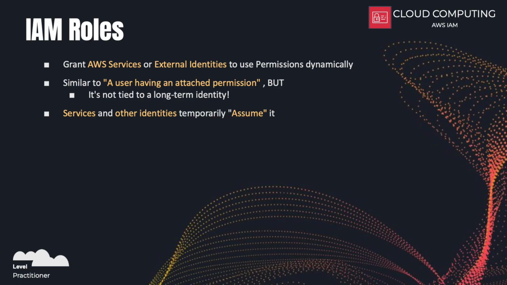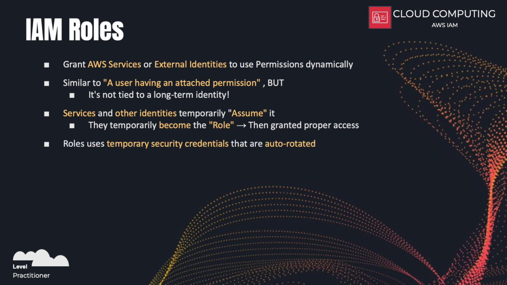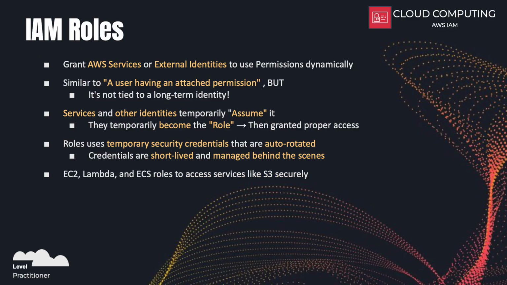When they assume the role, they temporarily become the role and get whatever permissions the role has. Roles use temporary security credentials that are automatically rotated by AWS, which is very secure. So unlike long-lasting access keys on users, role credentials are short-lived and managed for you behind the scenes. AWS services like EC2, Lambda, or ECS can assume roles and access other services securely.